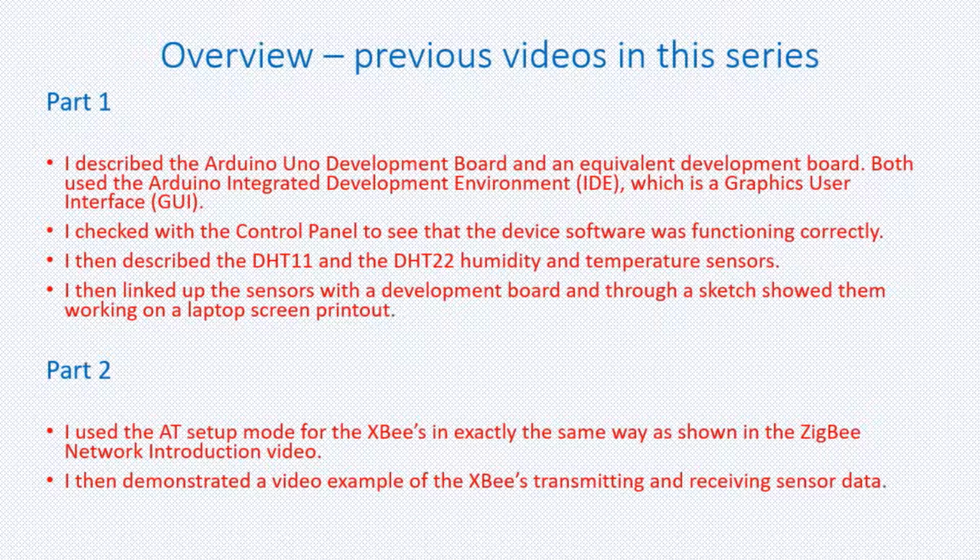In part 1, I described the Arduino Uno development board and an equivalent development board. Both used the Arduino Integrated Development Environment, which is a graphical user interface. I checked with the control panel to see that the device software was functioning correctly. I then described the DHT11 and the DHT22 humidity and temperature sensors. I then linked up the sensors with the development board and through a sketch showed them working on a laptop screen printout.